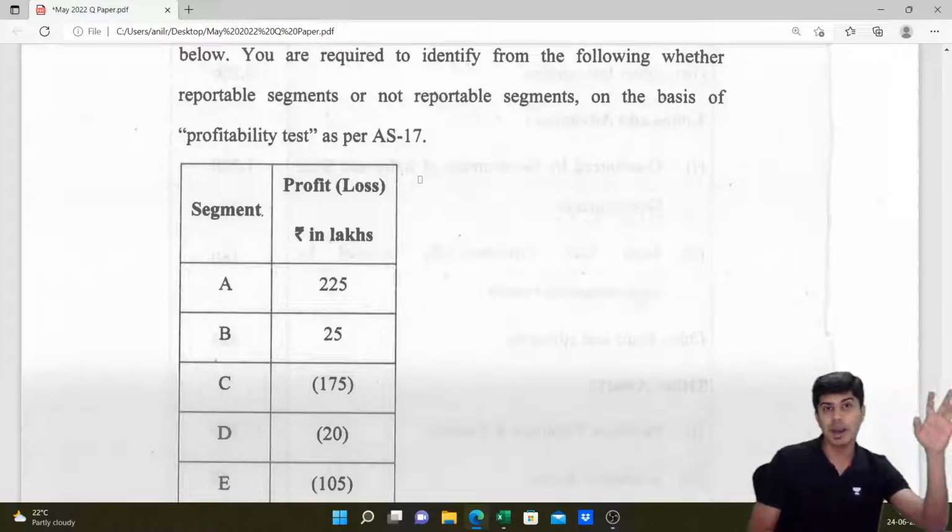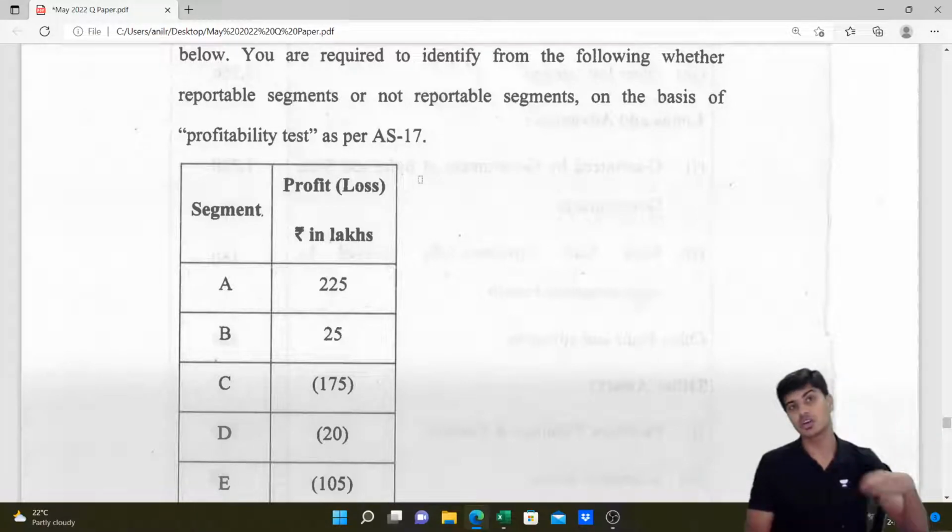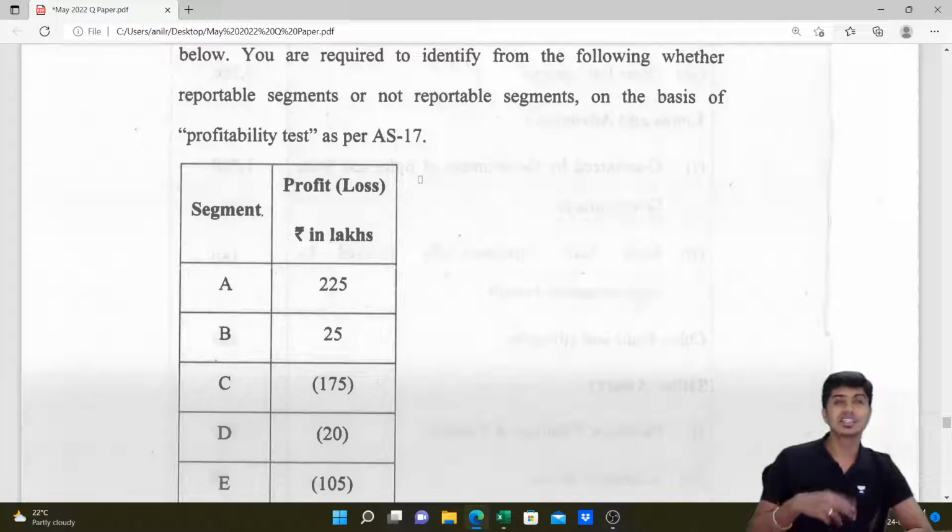I usually call it MART, M-A-R-T. M, management discretion. A, asset. R, result. T, turnover. Management discretion, whichever segment they want to disclose as a reportable segment. Asset, result, and then turnover. If the result, asset or turnover contribution from that segment exceeds 10% of the total revenue, total result or total assets.